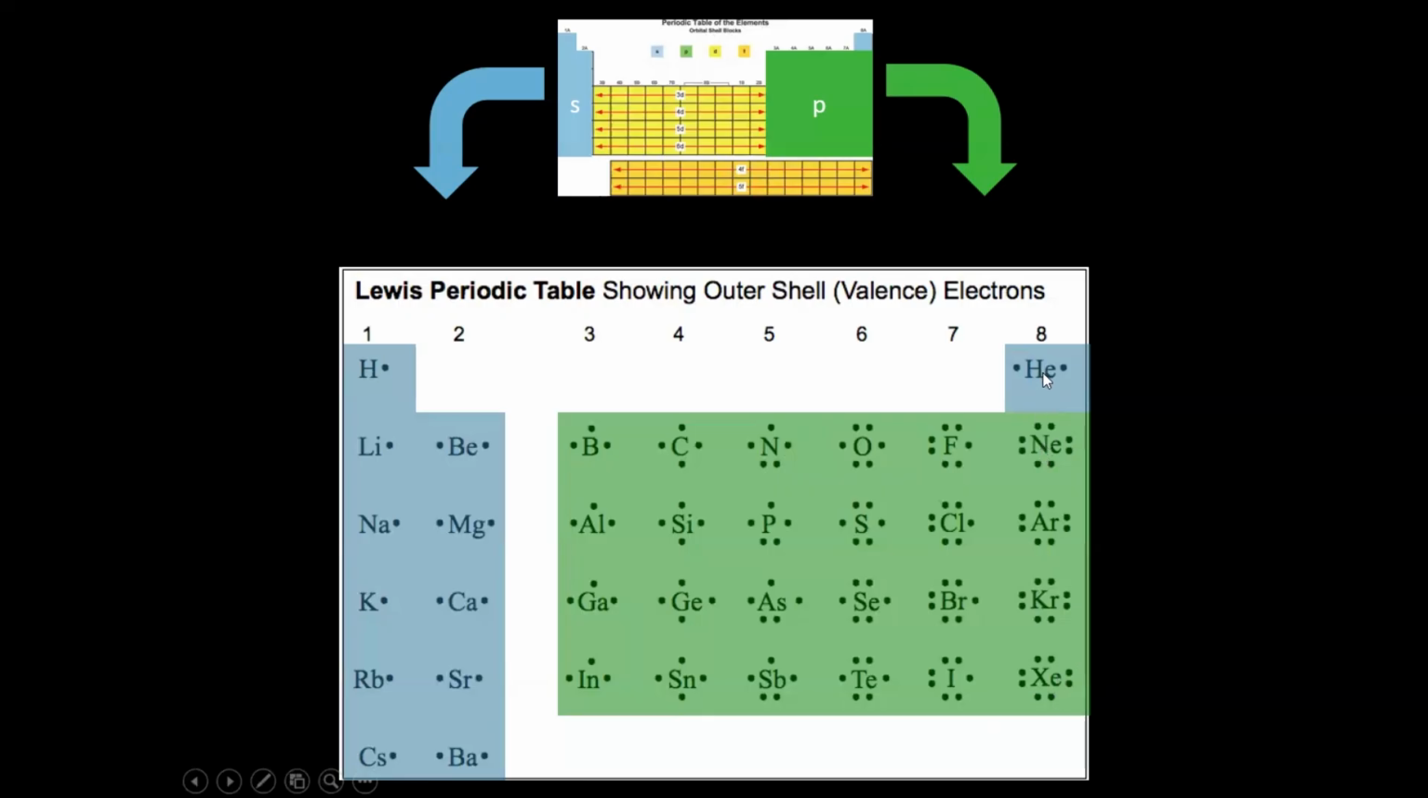Now, helium is kind of an oddball because we know the first energy level does not have any p orbitals. It only has the 1s. So its full valence is just having the 1s orbital full. So that's why helium is put over here with the noble gases, because it's not very reactive, and it's so small it's not able to have a p orbital.